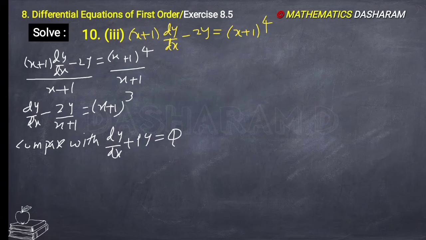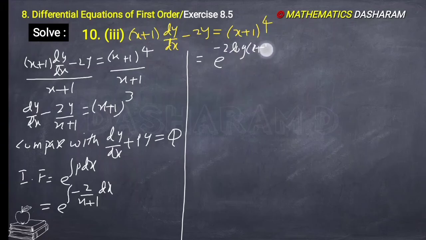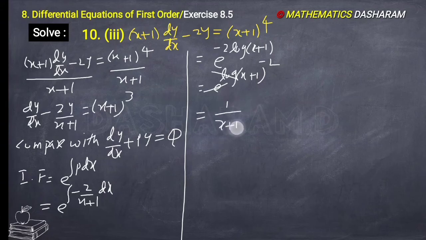So then here the integrating factor is e to the power of integration of p dx. So e to the power of integration, the p value is minus 2 by (x+1) dx. So it equals e to the power of minus 2 into log of (x+1). So e to the power of (log of (x+1)) to the power of minus 2, e and log cancel. So 1 by (x+1) whole square is the integrating factor.